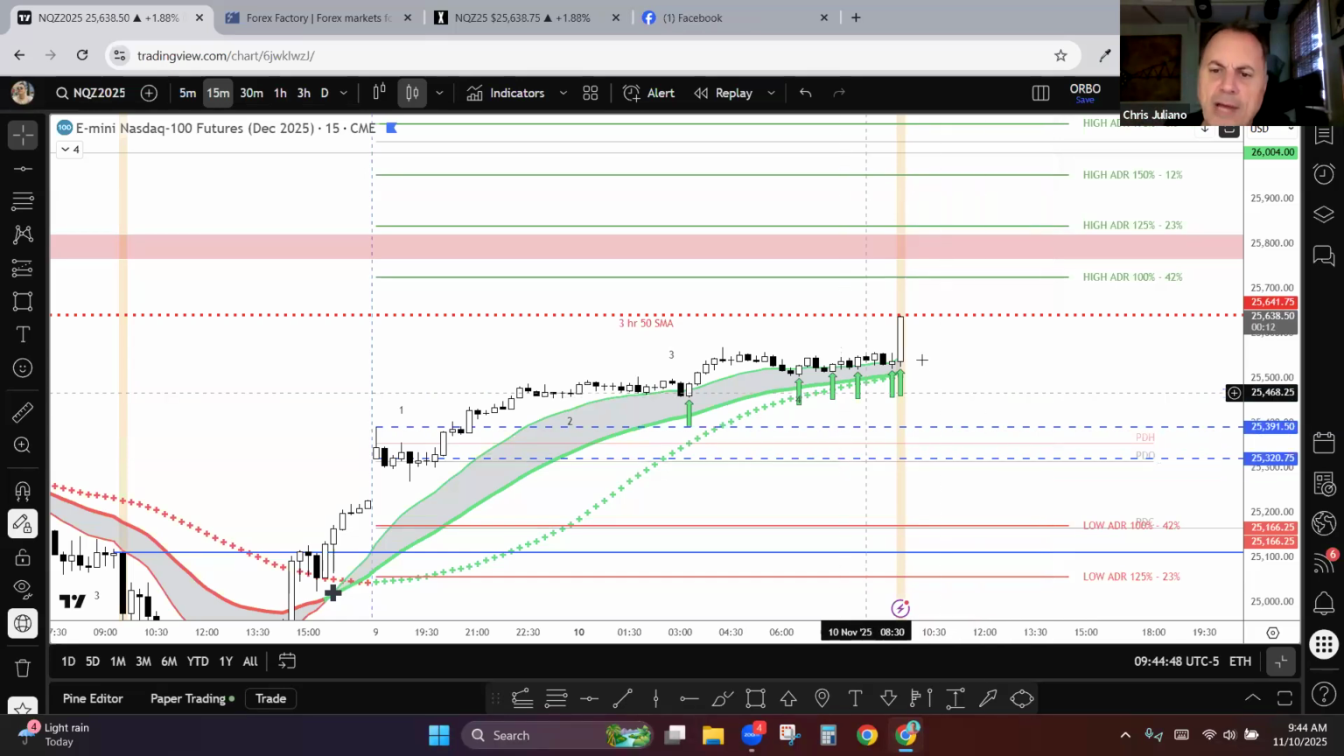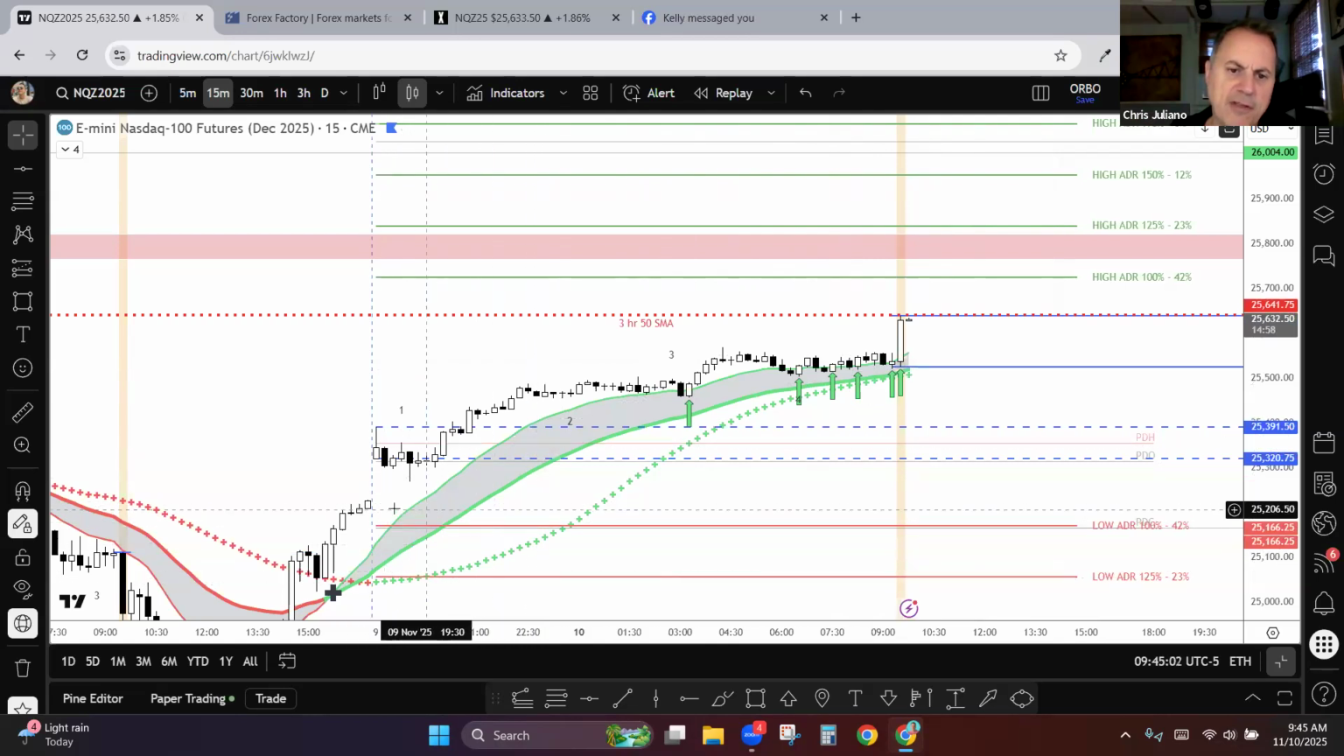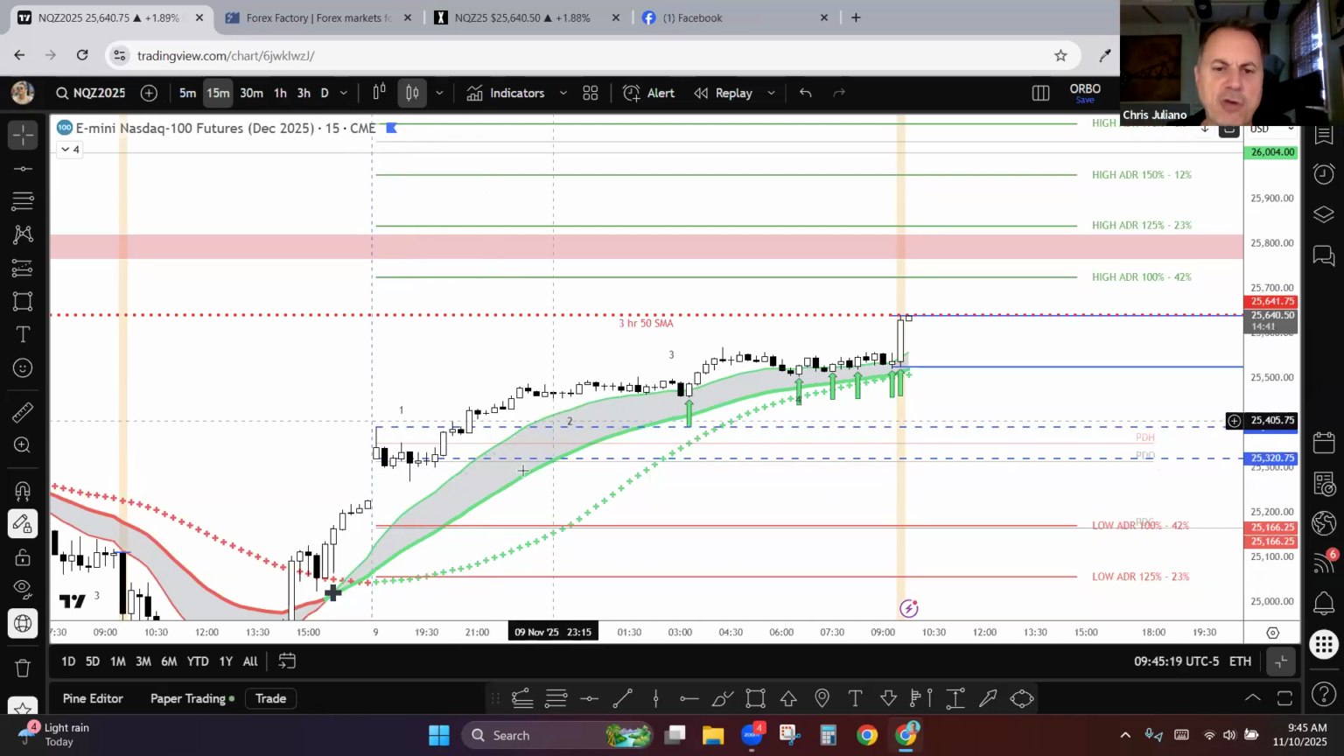What I don't like is how constricted the trend cloud is on the 15-minute chart, right? That's a sign of weakness. You want it to be nice and spread out like this. See, when we had that gap up on Sunday, look how wide. Here's the 50, here's the trend cloud, price is all the way out here, like everything's fanned out nice and wide, right? That's strength. Starts to become constricted.